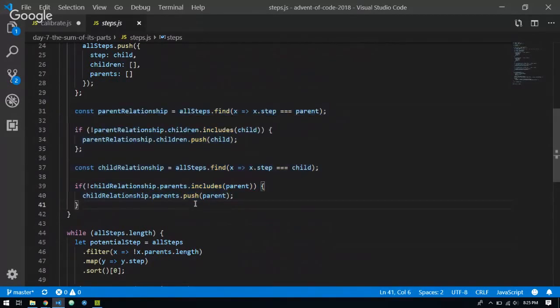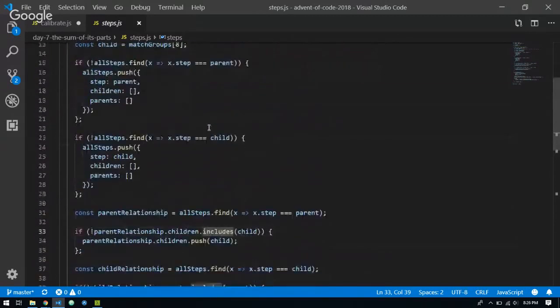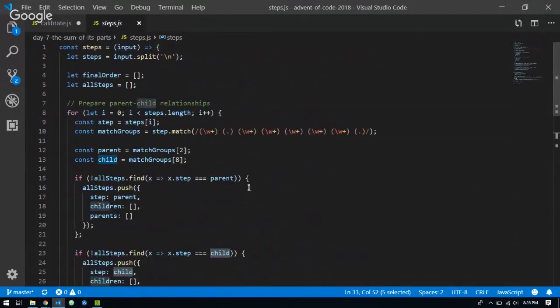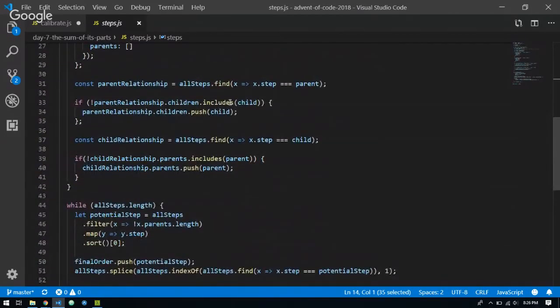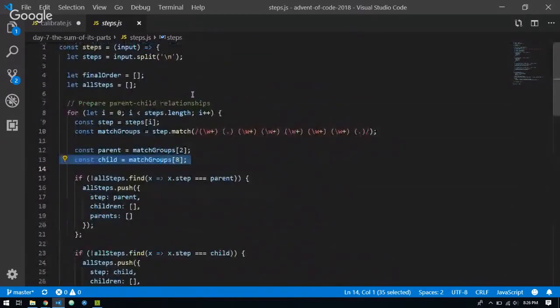Let me see. Parent relationships, out of all the steps, find the step that is a parent. And then if that parent relationship does not include, I believe it's the current child that I'm on. Where's child? Okay. This step is child. Here. Okay. So if it does not include the child, push that child into the parent relationship. Well, I'm going to continue going because maybe I use it down here. So I believe this is still part of preparing parent-child relationships.